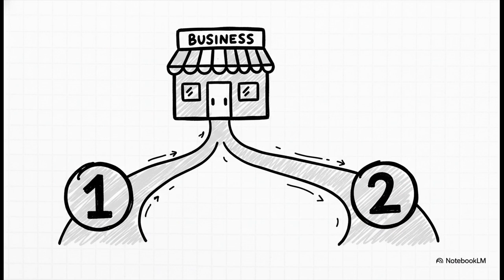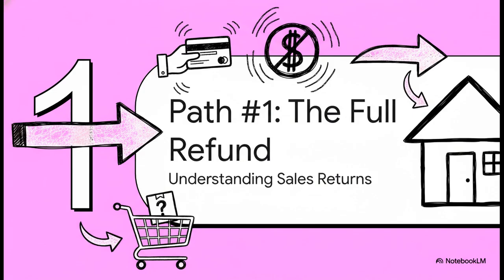For the business that sold it to you, that exact moment is a fork in the road. It's a single event that can lead them down two completely different paths, each with its own inventory, their accounting, and their bottom line. So let's start with the path we're all most familiar with. Path number 1, the full refund. In the world of business and accounting, this is officially known as a sales return.